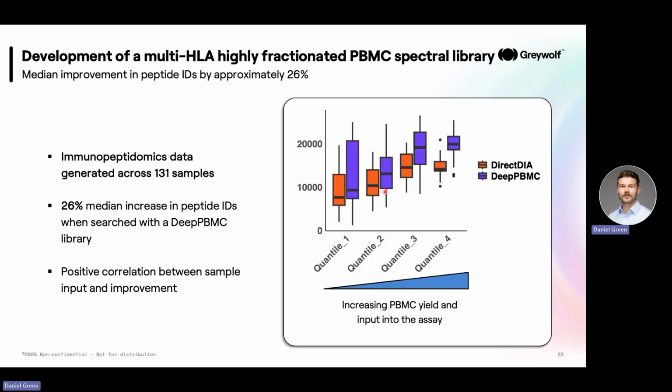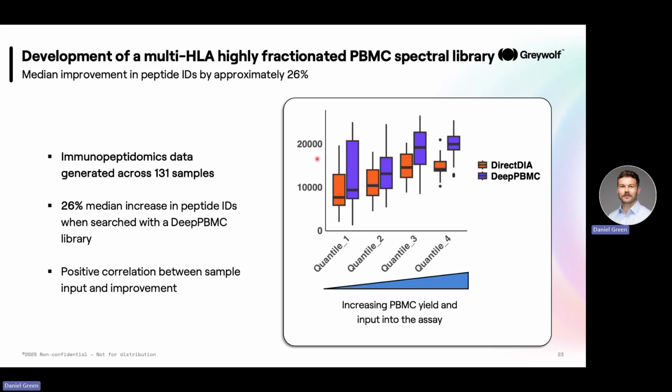And this deep PBMC approach turned out to work pretty well in practice. So at the time of making this slide, we'd acquired immunopeptidomics data across 131 samples in our clinical study. And across all of those 131 samples, we had a median increase of about 26% in peptide IDs. So this is when our DIA samples were searched against this deep PBMC library relative to a library-free search.